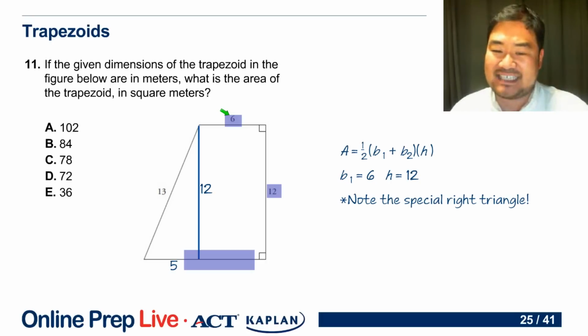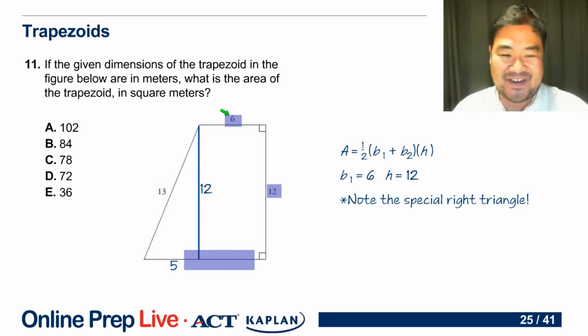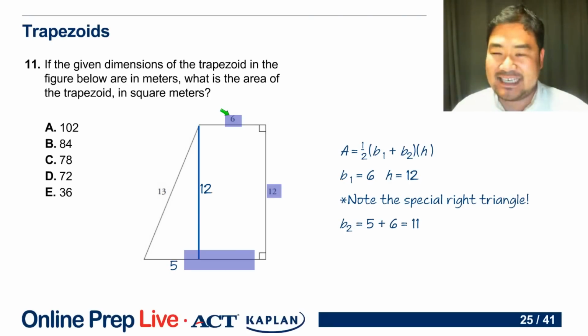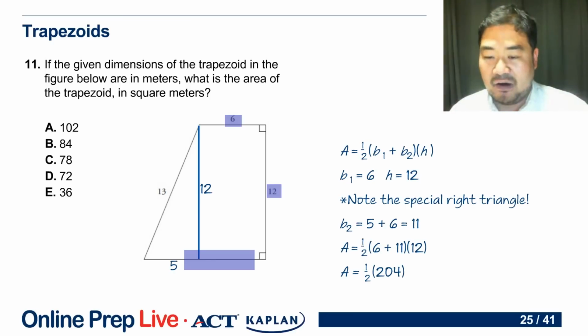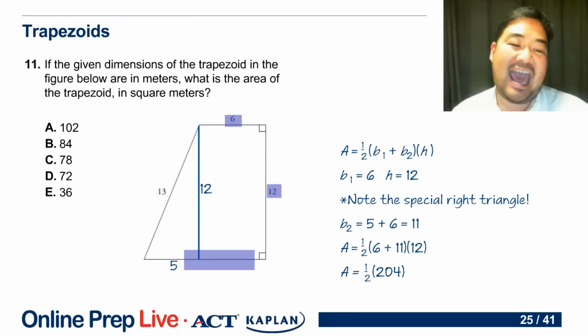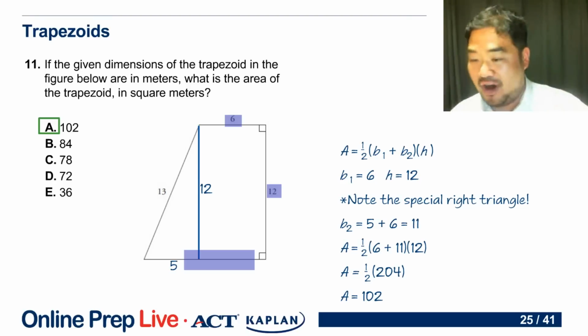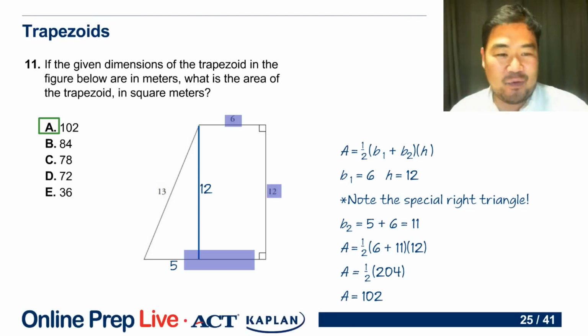So tell me this in the chat. What's the other base equal to? What is that other base going to be equal to? It's going to be equal to 11. Now we've got our two bases and we've got our height. And now at this point, we're just going to plug into our trapezoid area formula. 1/2 times the sum of the bases, 6 plus 11, times the height, which is 12. And we've got 1/2 of 204, which is going to give us choice A, 102. A for awesome work on this question. Great work on this one, folks.